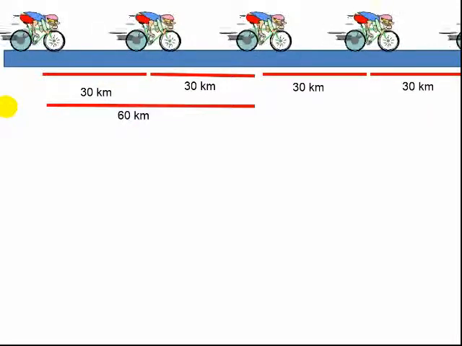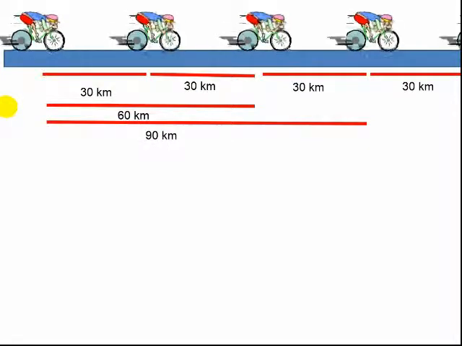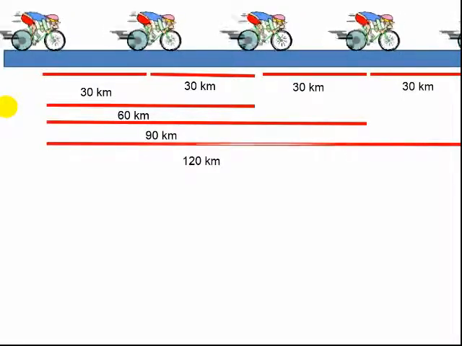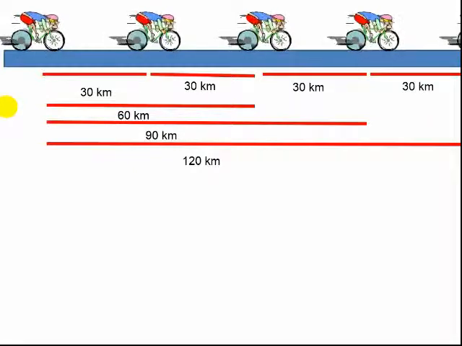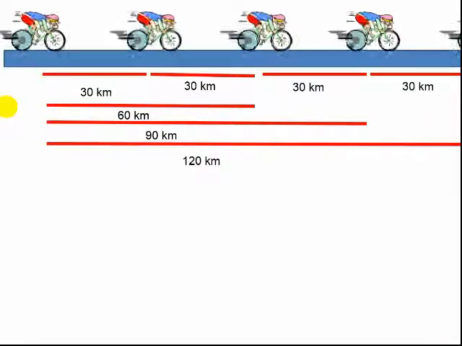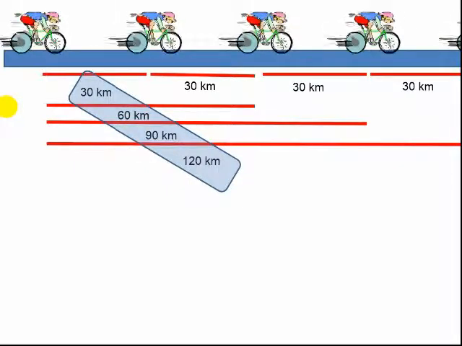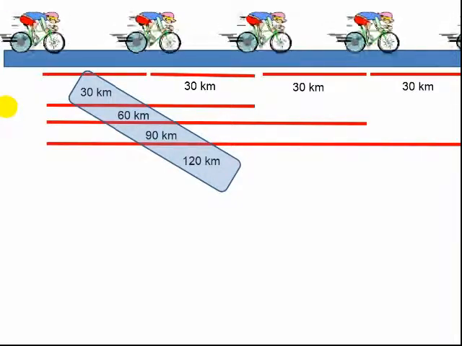Means in the first hour he covers 30 km. Second hour he covers 60 km. And in the third hour he travels 90 km. And then he covers 120 km and so on. So friends, here the numbers are 30 km, 60 km, 90 km and 120 km. Here we see that there is a difference of 30 km in each consecutive distance.